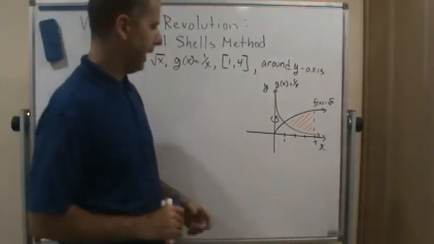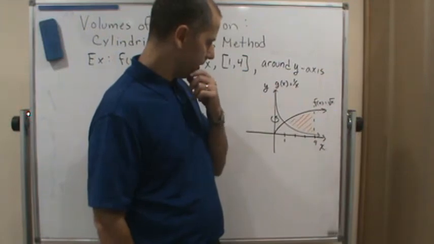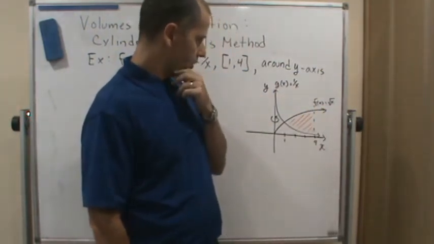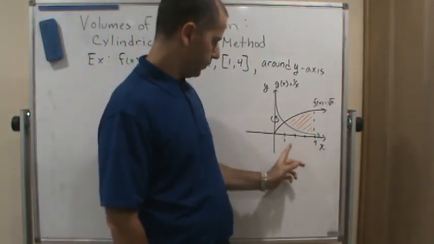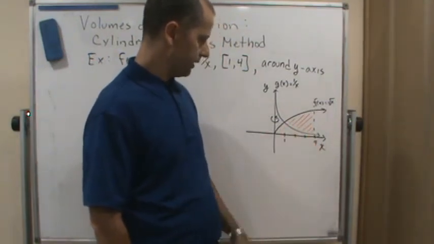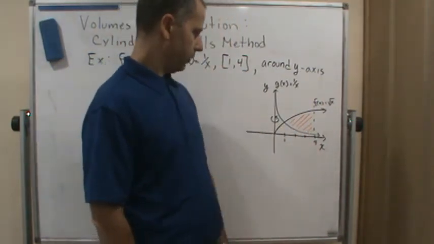So let's say we have something like this. We have g of x equal to 1 over x, and we have f of x equal to the square root of x. And we want to bound it also between x equals 1 and x equals 4. So the orange region here, that's the bounded region. And we're going to rotate that region around the y-axis.